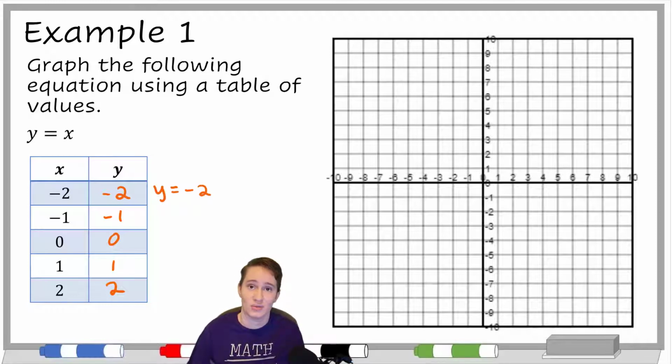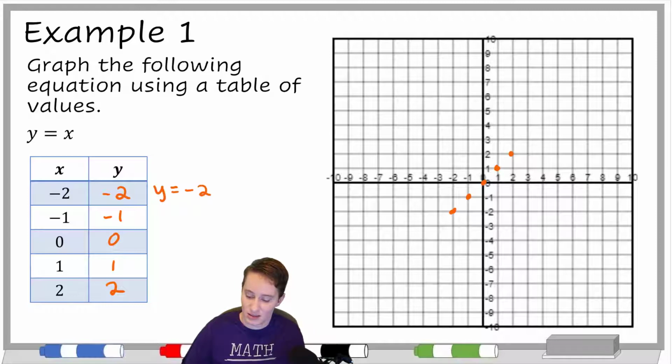We can graph (-2, -2), and then we can graph (-1, -1). We can graph (0, 0), (1, 1), (2, 2). This looks like a line, right? And we maybe already knew that it was going to be a line because we have first power for y, first power for x. So this is a linear equation.